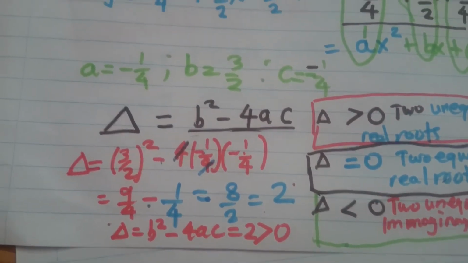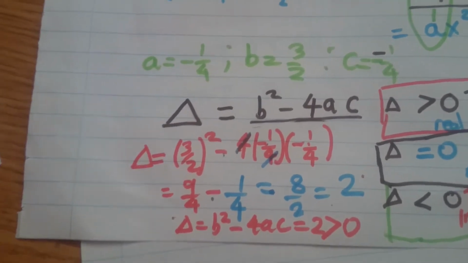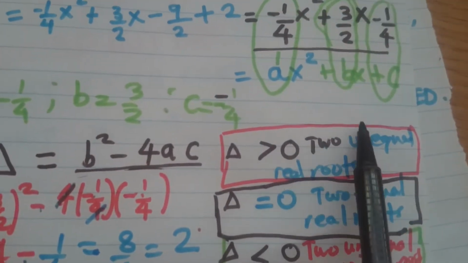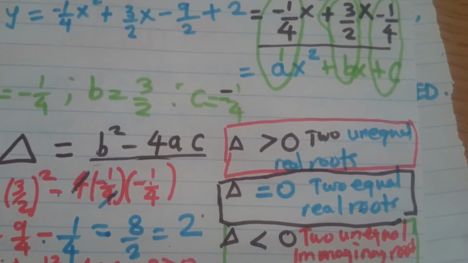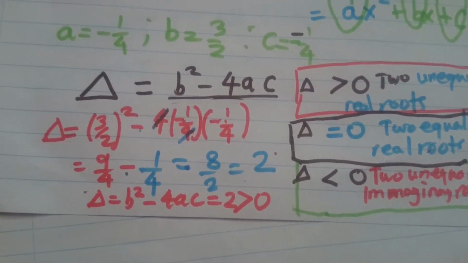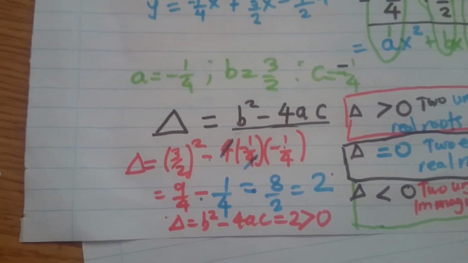So for this case, it's 2 unequal real roots. My apology, 2 unequal real roots. That means it's going to cut the x-axis, we're going to have 2 roots, and these roots are going to be unequal. So for that case, it's going to cut at x. So now we go for b.